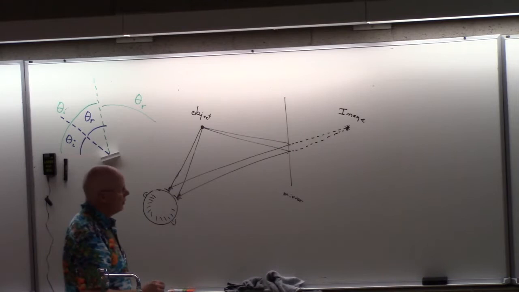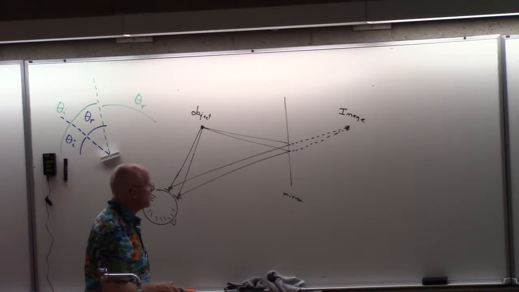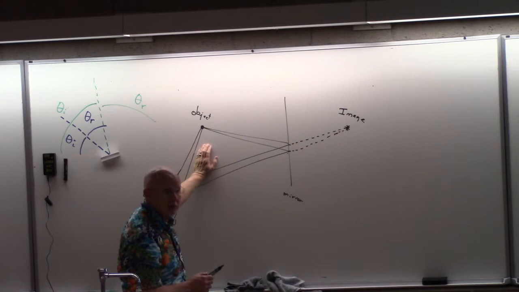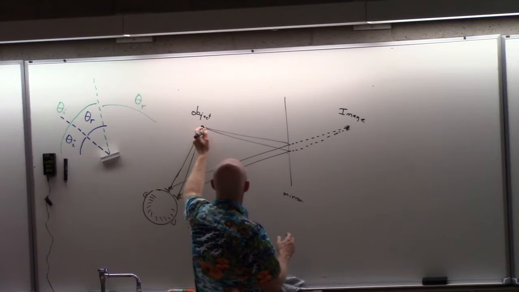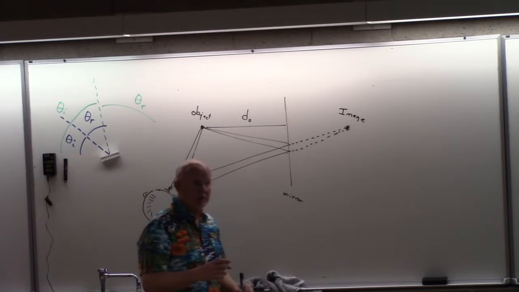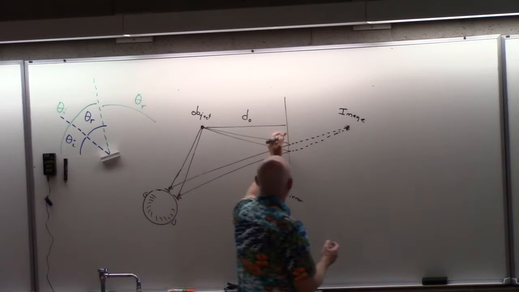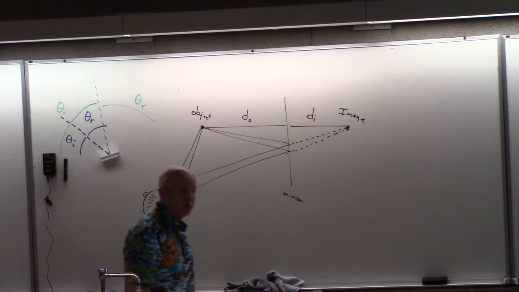I'm going to do a little geometry here, and I'm going to ask this question: where is this image compared to the object? Now, I tried to argue that it would not be on the surface of the mirror, that it's going to be back inside the surface of the mirror. So why don't I call this the distance of the object, D sub O? And why don't I call this the distance of the image? How far back is it?